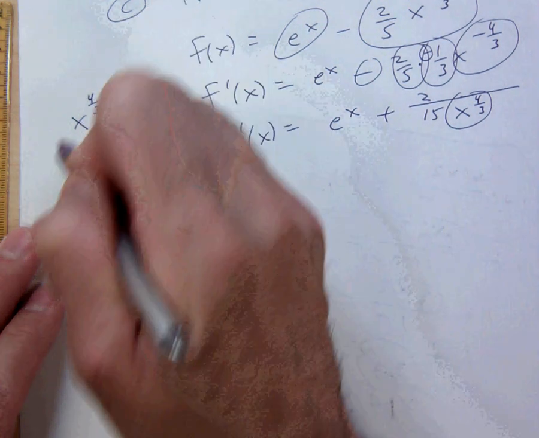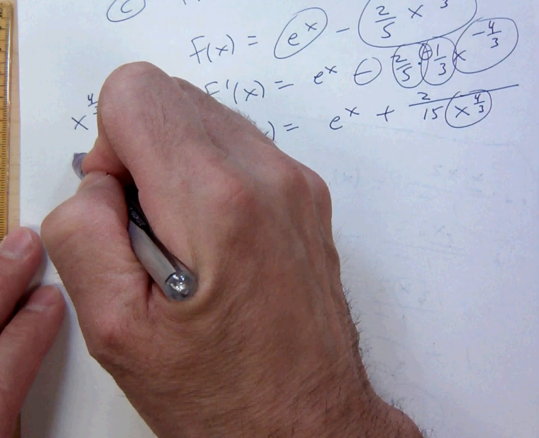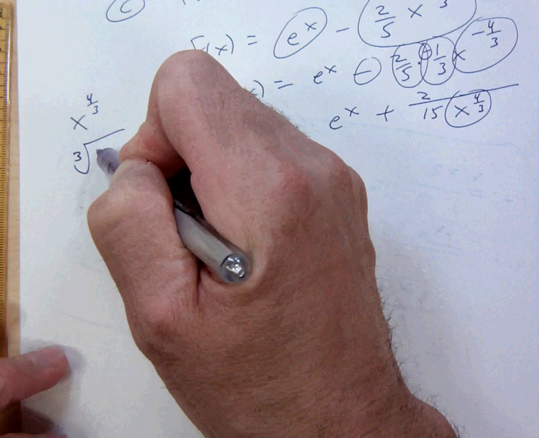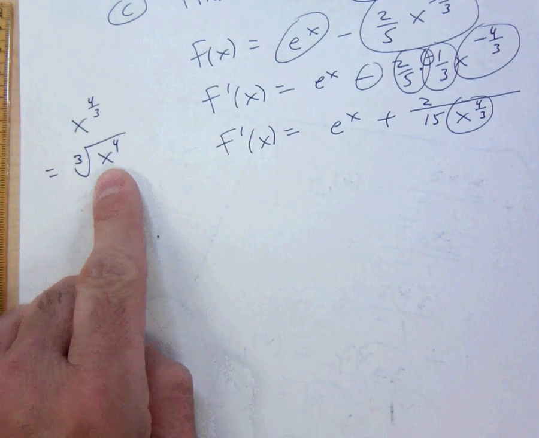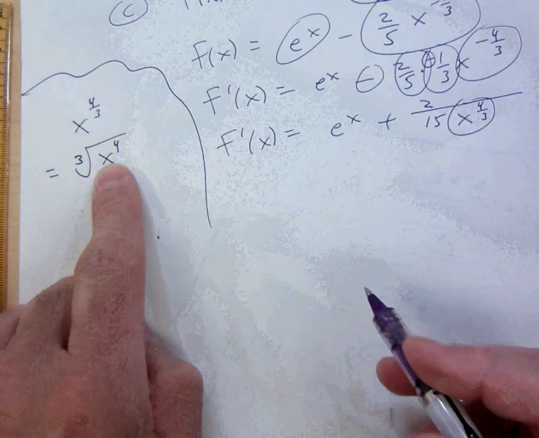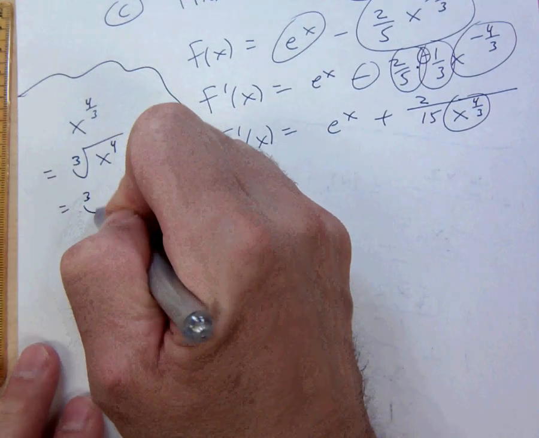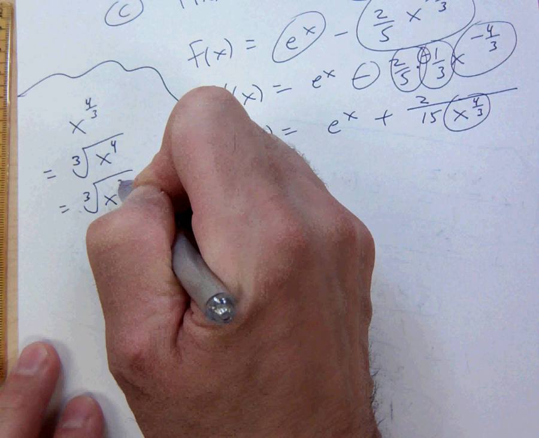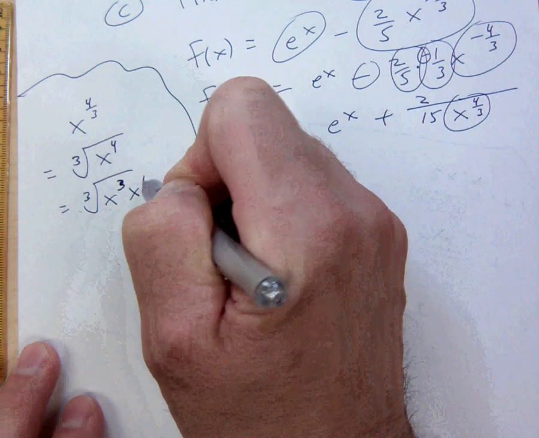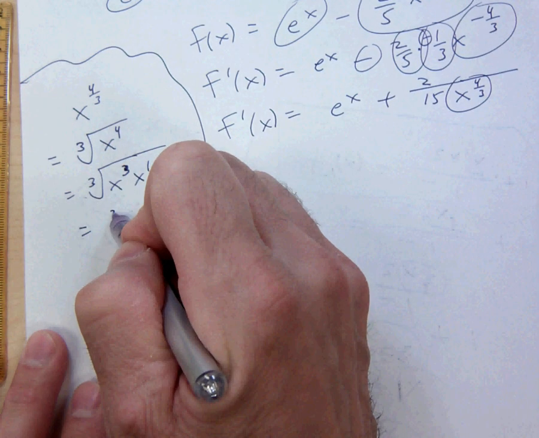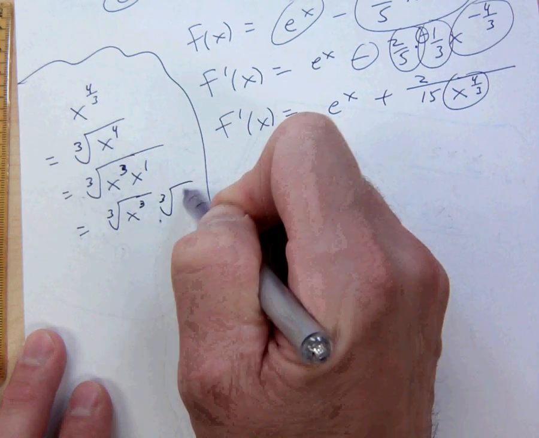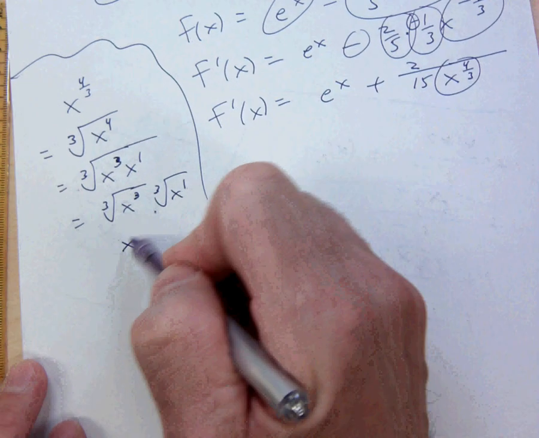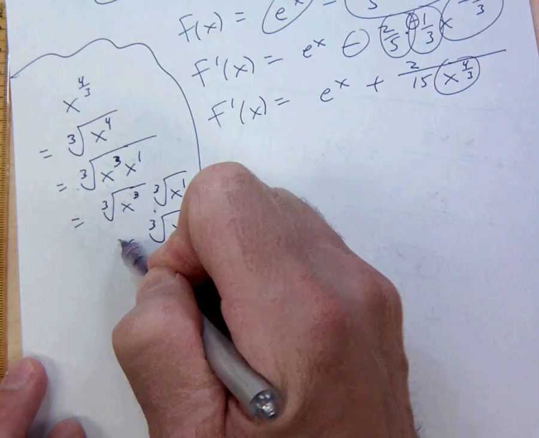Well, I'm going to first change it to what? The cube root of x to the what? 4th. Is that something I can simplify or not? Yes, it is. So I write it as many powers of 3 as I can, which would leave me with x to the 1st left over. And we'll split it up into that times that, which is just x times the cube root of x. Isn't it, guys?